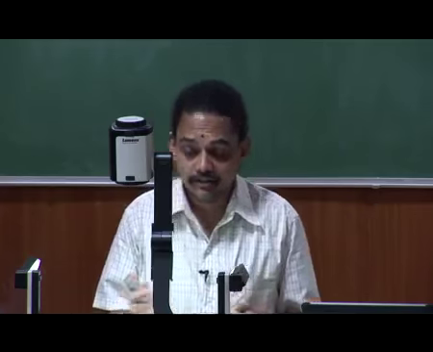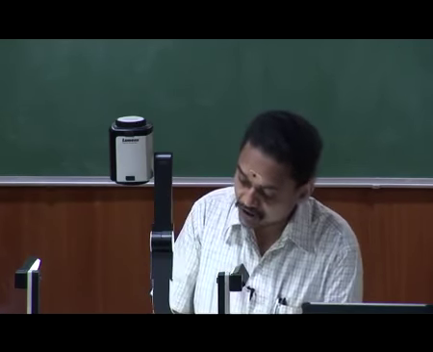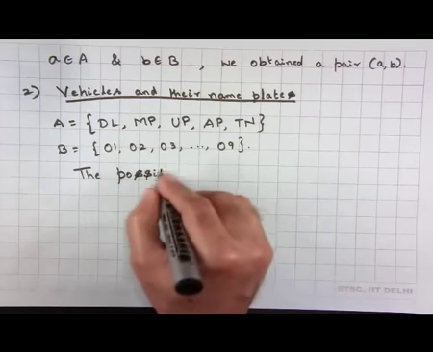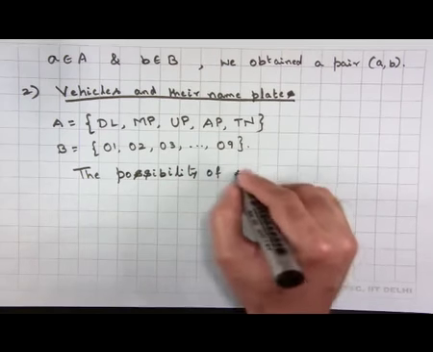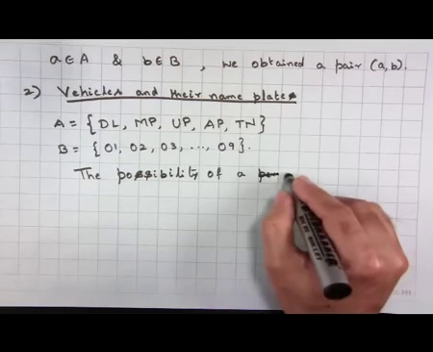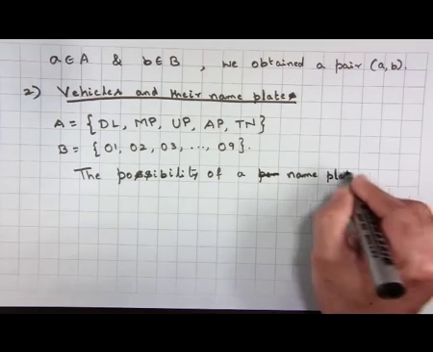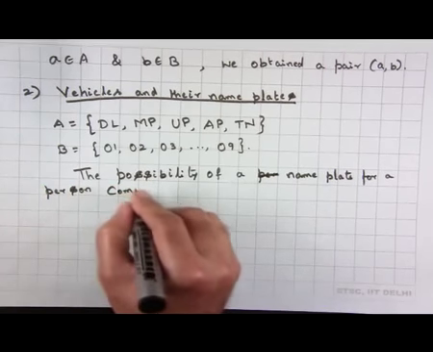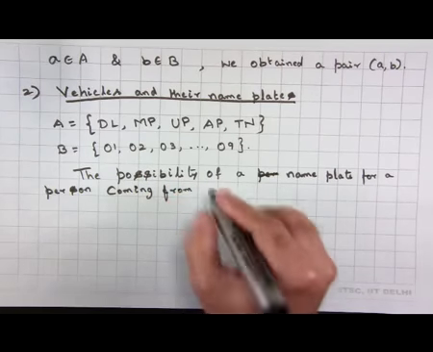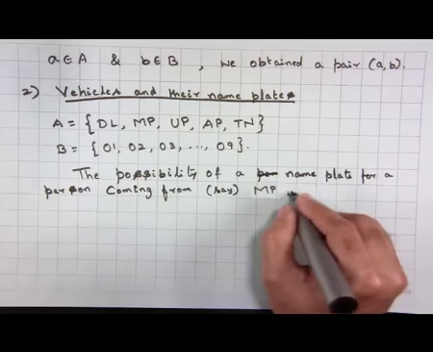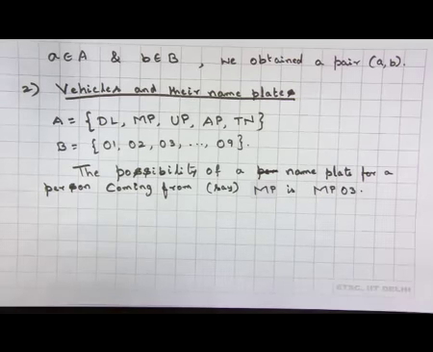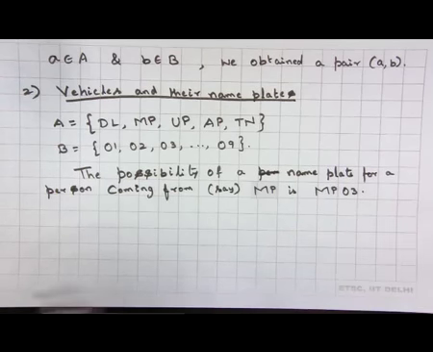Supposing that I wanted to form a name plate or a number plate for a vehicle. Suppose that the person is from Madhya Pradesh. What is the possibility of a name plate for a person coming from, say, MP? Let us have it as MP 03. This is one of the possibilities. Well, this is not the usual one that we see in day to day life, but this is one of the possibilities that we have.